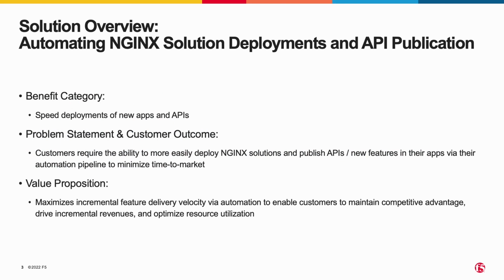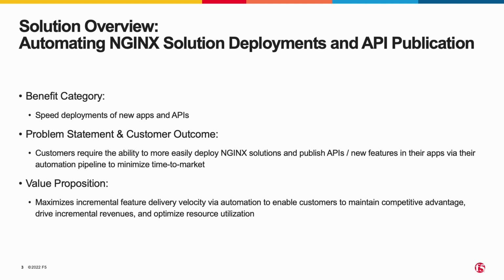This solution is targeted at speeding deployments of new apps and APIs, a key benefit category for F5's adaptive apps vision. What are we trying to achieve with this solution? Well, our customers require the ability to more easily deploy NGINX solutions and publish APIs and new features in their apps via their automation pipeline to minimize time to market.